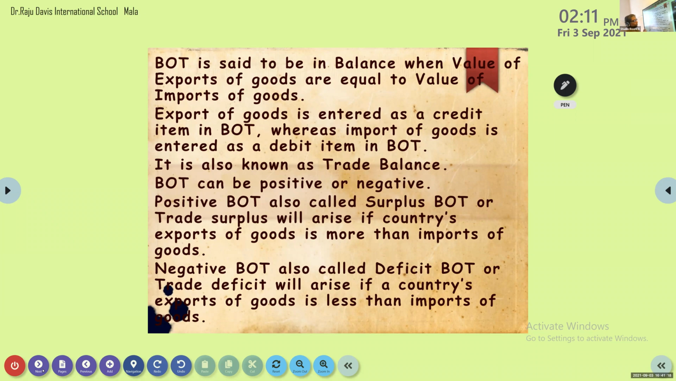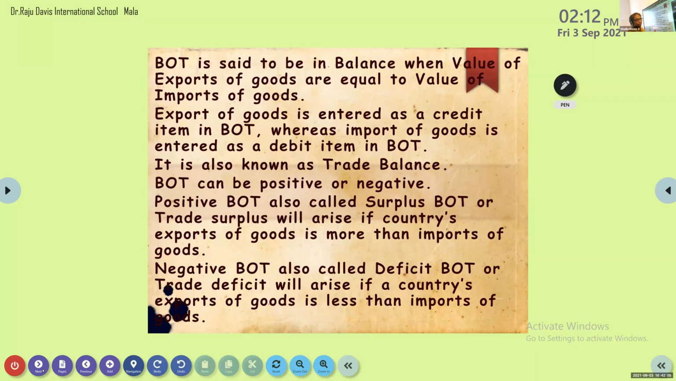It is also known as trade balance. So balance of trade is also known as trade balance. It can be positive or it can be negative. Whenever we have surplus BOT, this will be recorded as positive. So whenever our value of exports is more than value of imports, then we can say there will be a surplus balance of trade. See here, when I'm talking about balance of trade, value of import of goods and export of goods are mentioned.